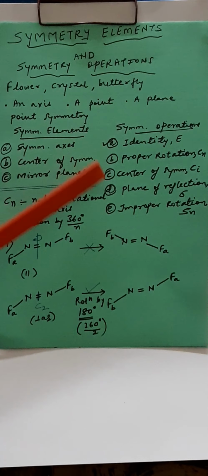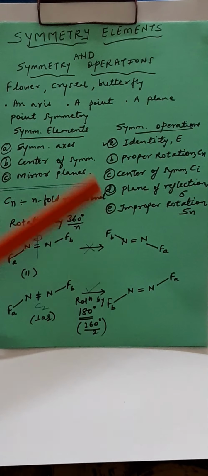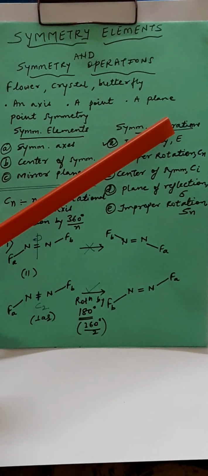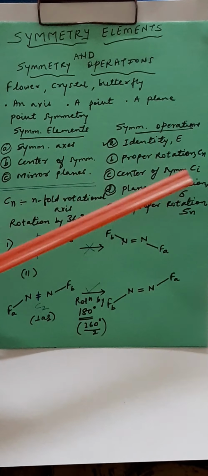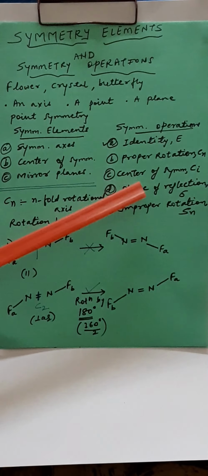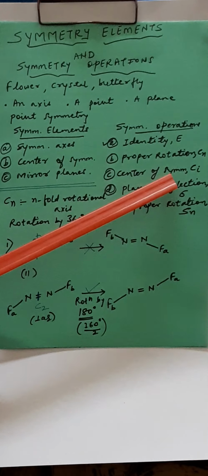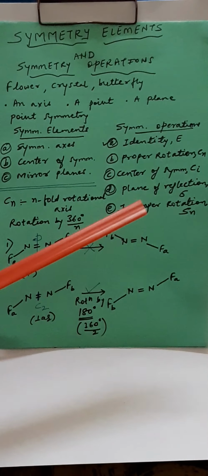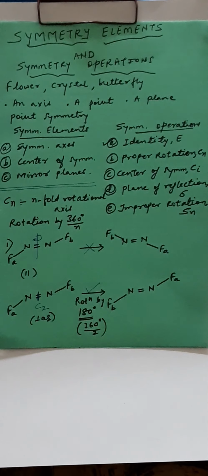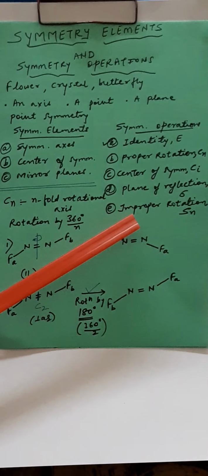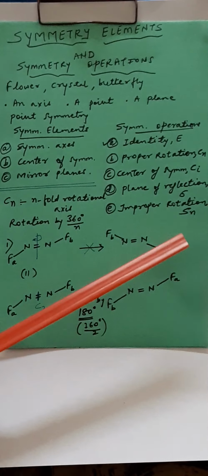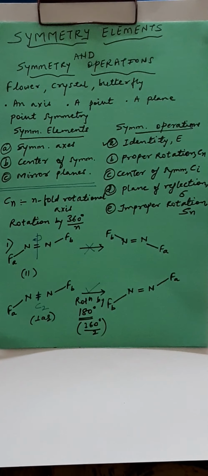Now let us talk about the symmetrical operations. There are 5 different types of symmetry operations which generally exist. One is identity specified by E, then is the proper rotation specified by Cn, then is center of symmetry or center of inversion given as Ci, then is plane of reflection or the mirror plane specified by sigma, and the last one, the improper rotation specified by Sn. Today in this video, I'll discuss with you 2 symmetrical operations, the first 2, identity and proper rotational axis, that is Cn axis of rotation.